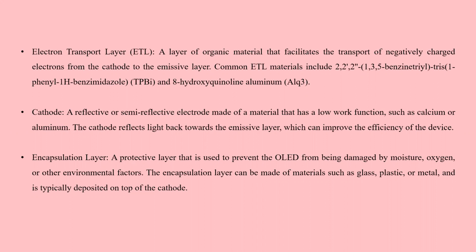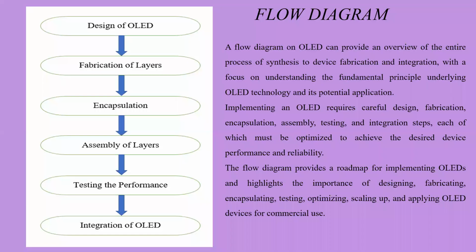An encapsulation layer is a protective layer which prevents the device from damage by moisture, sunlight, and other environmental issues. Next is the flow diagram. In this flow diagram, we will be knowing the flow of the topic. The first step is design, second is fabrication, then encapsulation, assembly, testing, and integration. We'll be knowing the importance of these steps to understand the topic better.